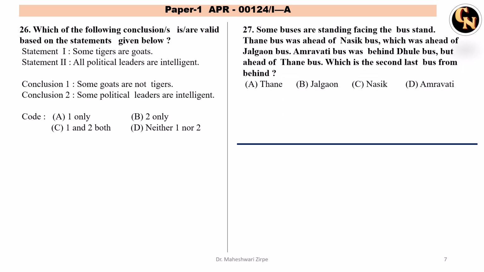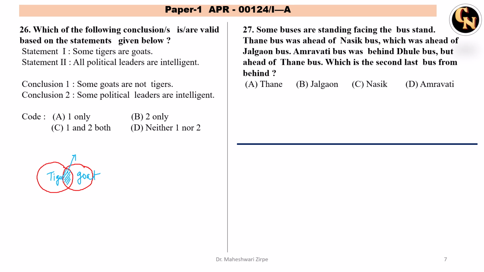Now the next one is: which of the following conclusions is or are valid based on the statements given below? Let us first read the statements. Statement 1 says some tigers are goats. Suppose this is tiger. So out of these tigers, some are goat. I'll just write it down. So there are a few tigers which are goat. That is this part they are saying.